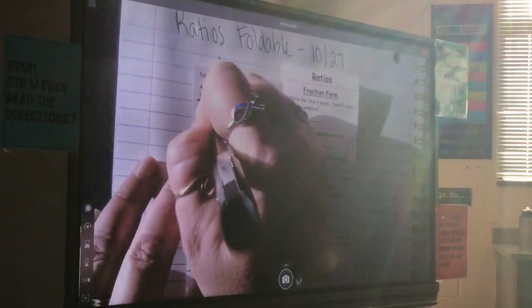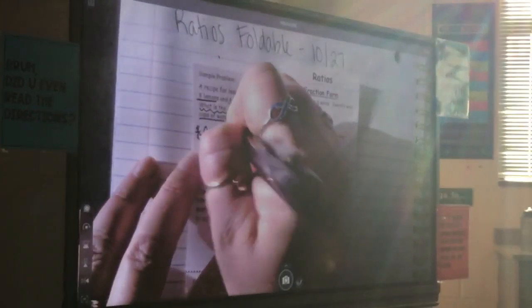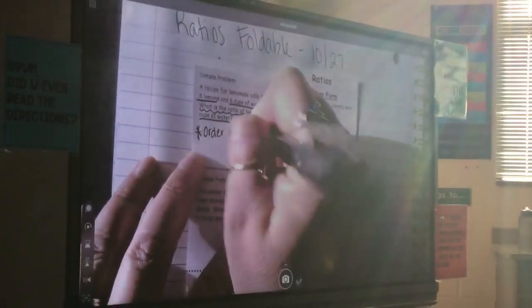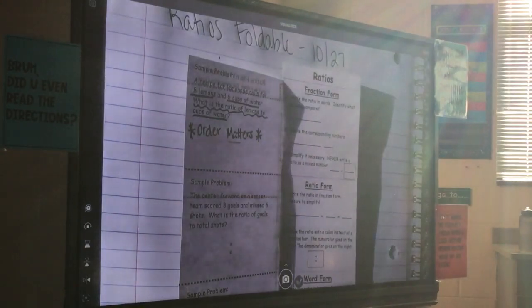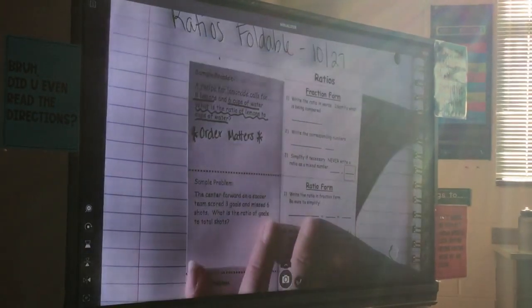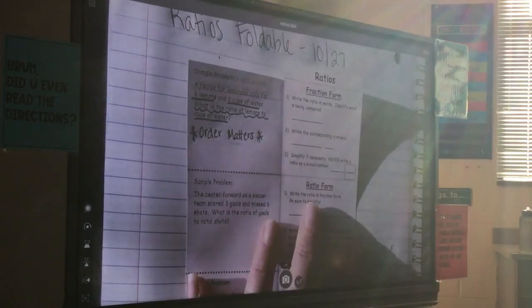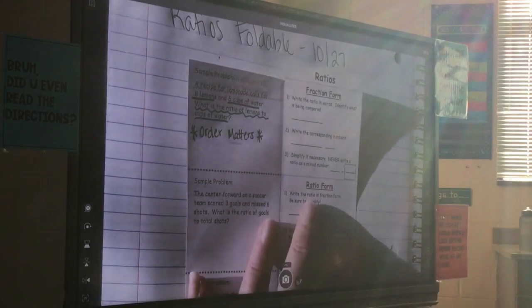Something you need to know, order matters. So you do not want to put cups of water before lemons, because the ratio that it is asking for is lemons to cups of water. Okay, so please make sure you have on there that order matters.